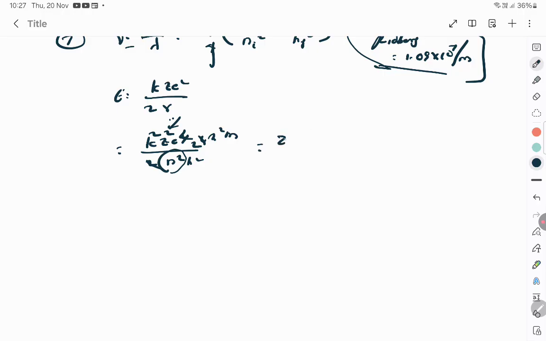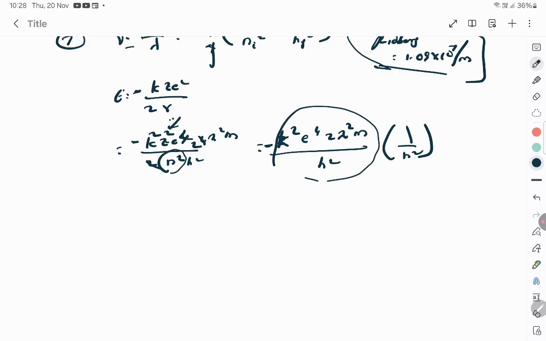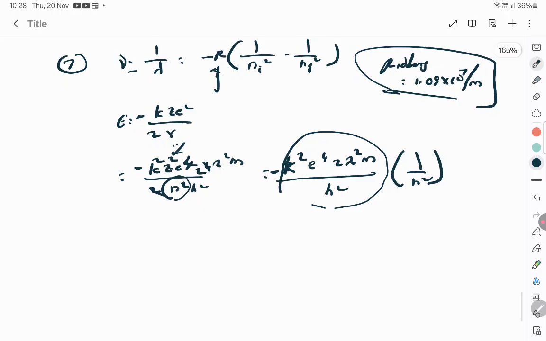Z square can be taken out. So you have k to the power 2, e to the power 4, 2 into pi square into m by n square can be taken out, and h square. And this is what we are terming it as. It is minus k is the d square by 2r. Sorry, there will be a minus sign. This is the value which gets you your Rydberg constant 1.09, considering that z is equal to 1.